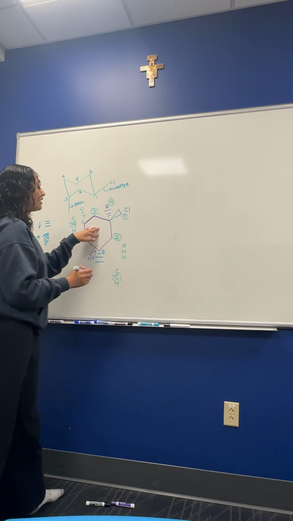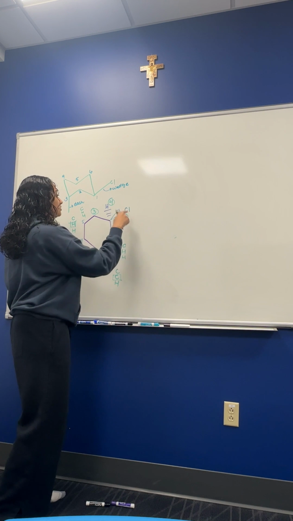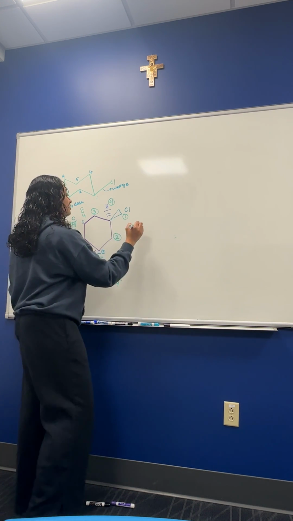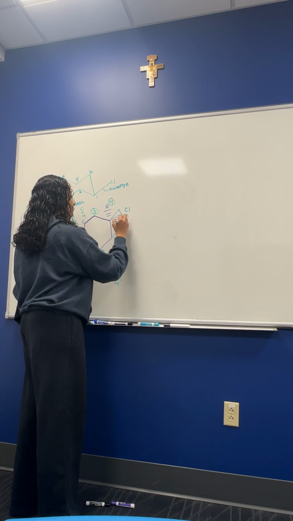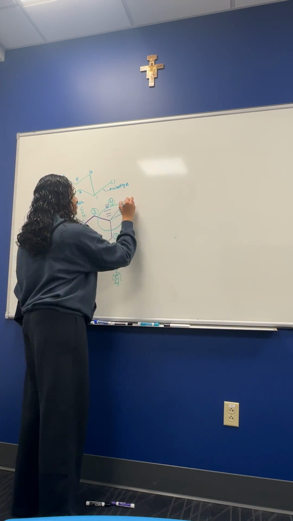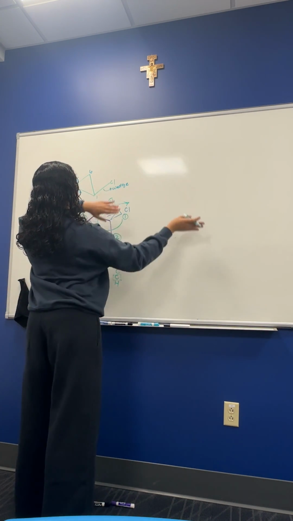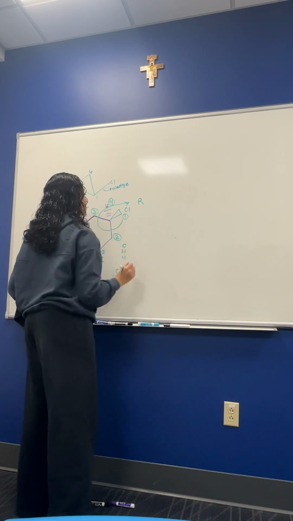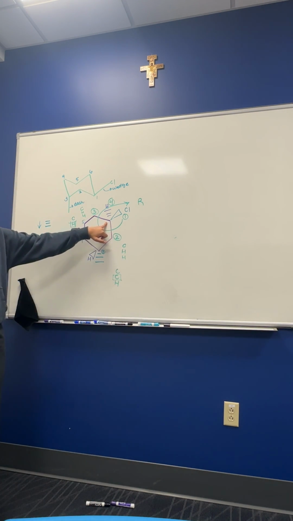So what we have here is now you have to connect from 1, 2, and 3. So how this is turning is we have 1, 2, 3. So this is going this way. Because we're turning like this, it is an R configuration for this center over here.